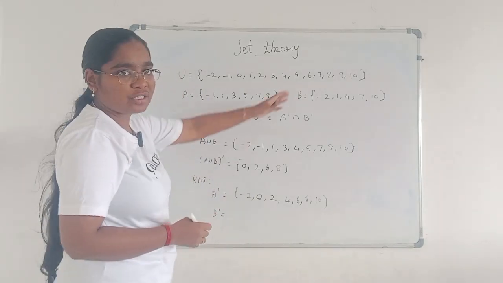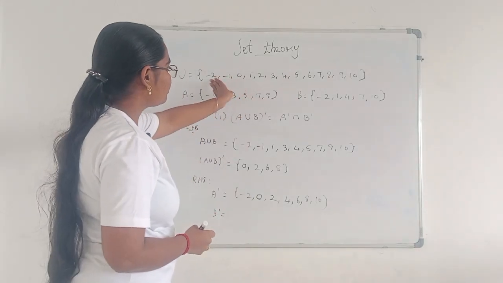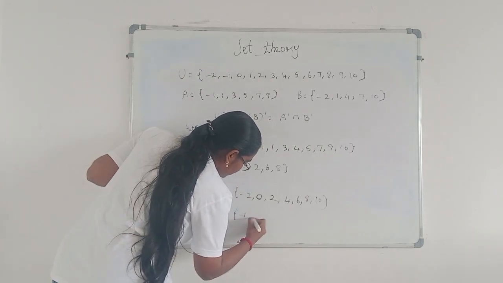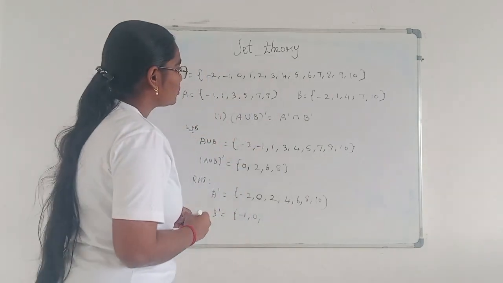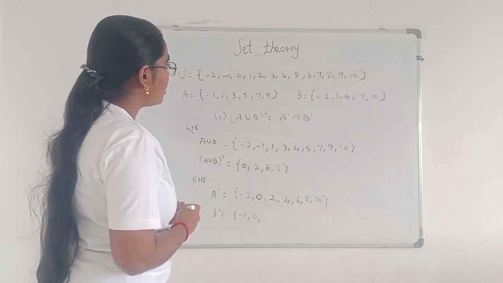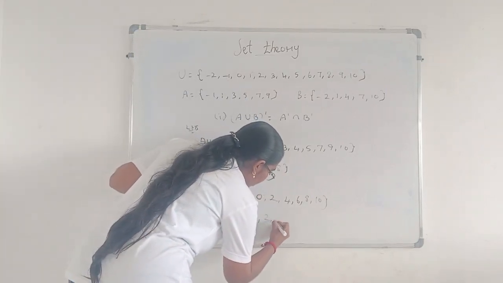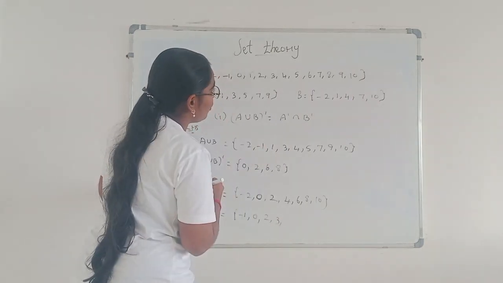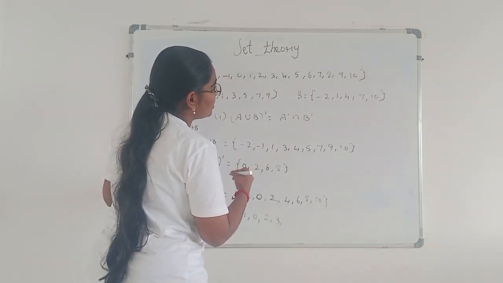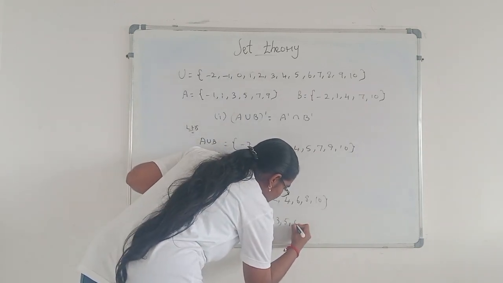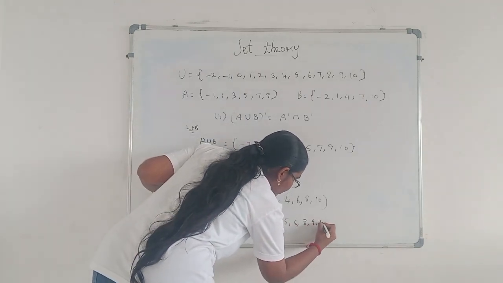Next, B'. In a similar way, approach this B' too. So, -1, 0, and then 2, 3, 4 you won't write, 5, 6, 8, 9 and 10.